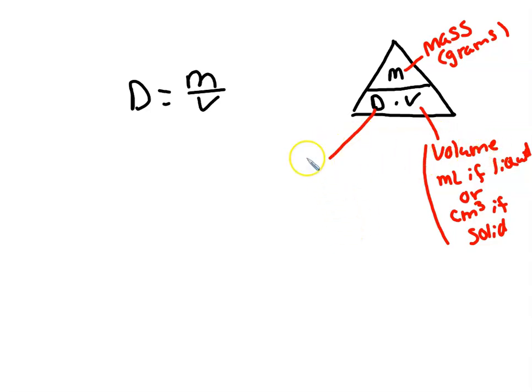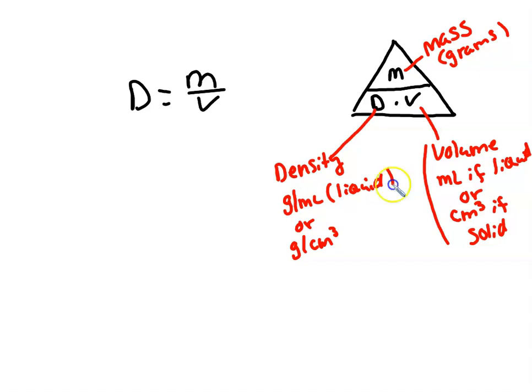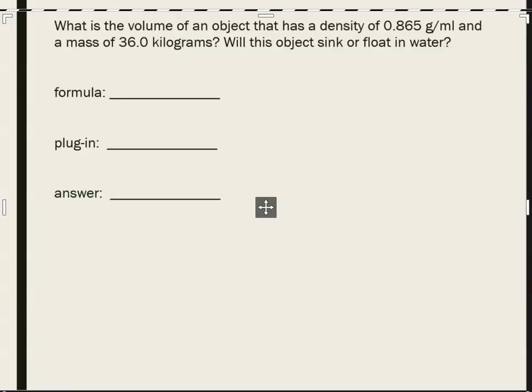But, so for density, which is what the D stands for, it's going to be 2 units, gram per milliliter or gram per centimeter cubed. Well, this one's if it's a liquid, and this one's if it's a solid. The one we just did a second ago was a solid because it had a centimeter cubed there. We saw it was a solid that would actually sink. Okay? So I can get back to my problem here.